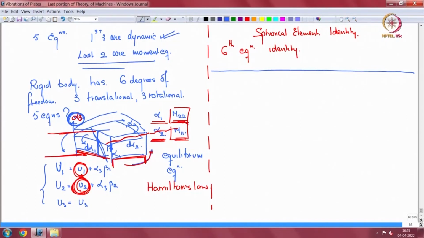Good morning and welcome to this next lecture on vibrations of plates and shells. Last time I was talking about the sixth equation, which is an identity. So let's look at how it comes up. And since we have seen so much in spherical coordinates, I'll continue with that.